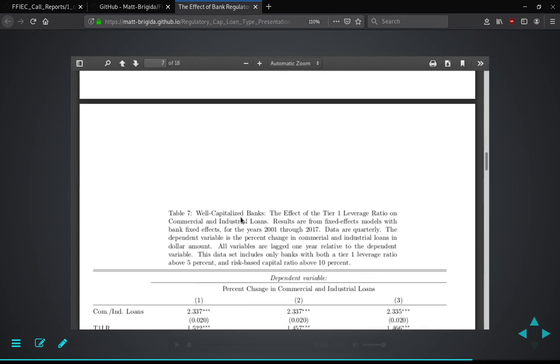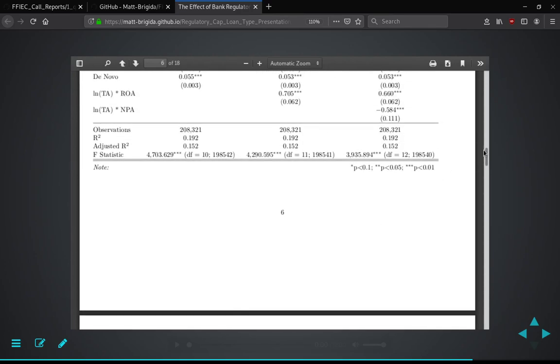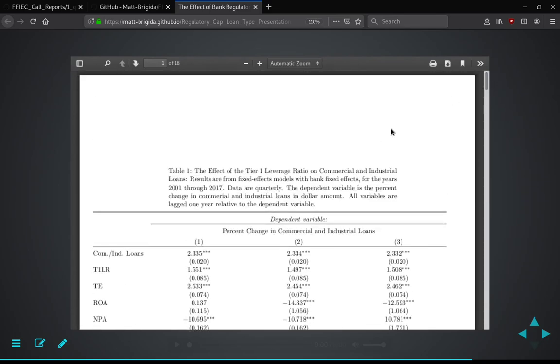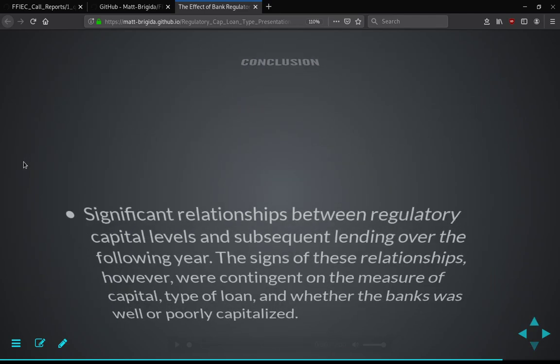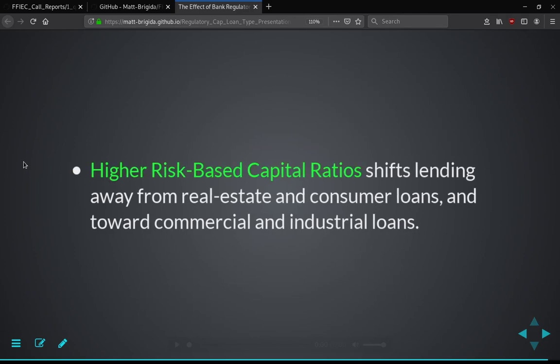The remainder of these go into well and poorly capitalized banks, and you can scroll through and see that they're as you would expect. So ultimately what this research is saying is, yes, higher regulatory capital levels will lead to generally more lending. However, if they're risk-based, then you tend to shift that lending away from consumers and real estate and toward commercial and industrial, which is again consistent with the recent financial crisis, what we deem risky from that. So this is the conclusion, just what we talked about there.